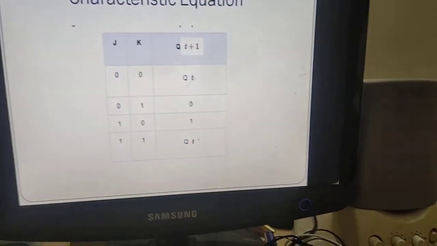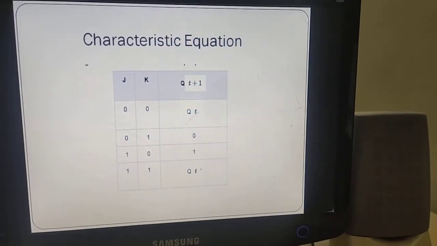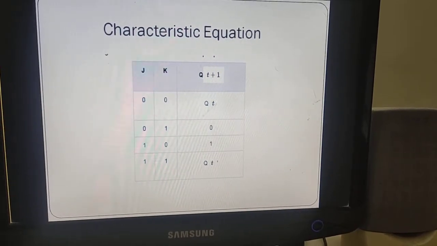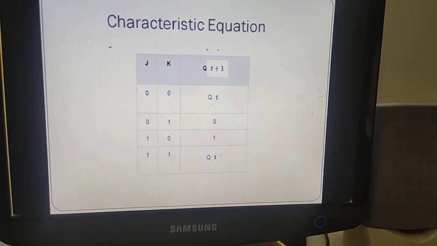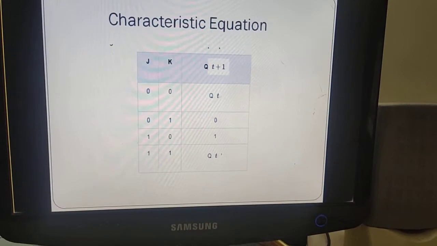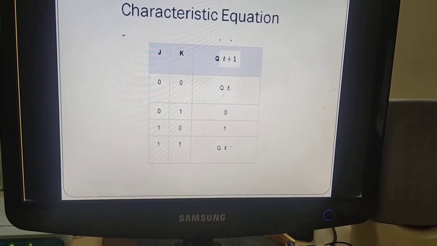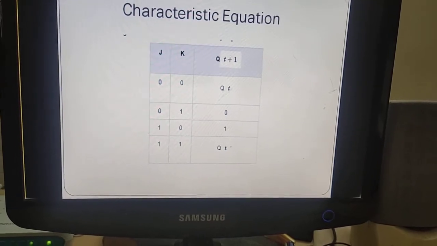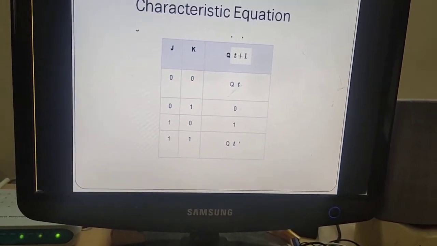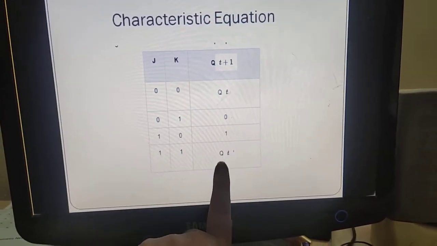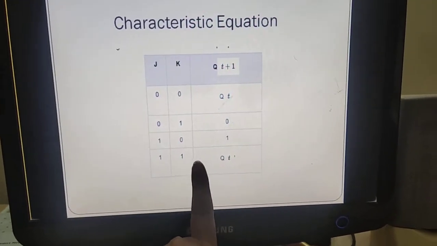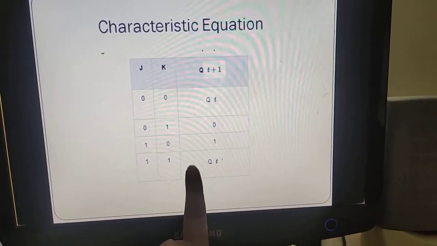See here, when J is equal to 0, K is equal to 0, Q(t+1) is equal to Q(t). When J is equal to 0, K is equal to 1, Q(t+1) is equal to 0. When J is equal to 1, K is equal to 0, it is 1. And when both are 1, now this is one problem which was there in the SR flip-flop that has been solved in the JK flip-flop.